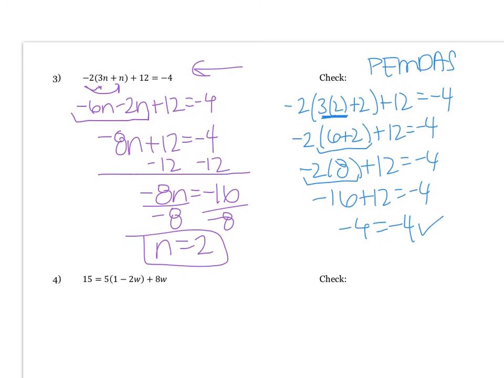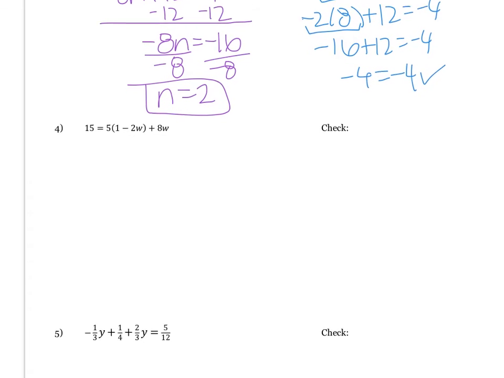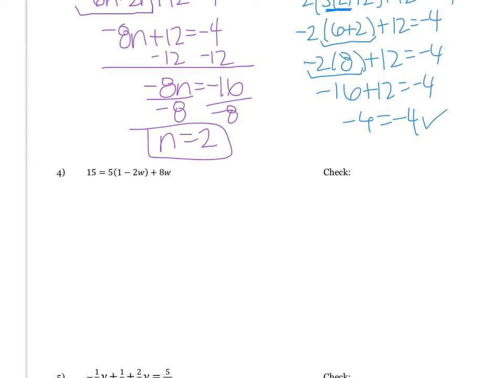Okay, one more problem. Same type of steps here. We have to do the distributive property and then maybe some combining like terms. So wherever I see parentheses, I'm going to take that term and distribute it. 5 times 1 is 5. 5 times a negative 2w.